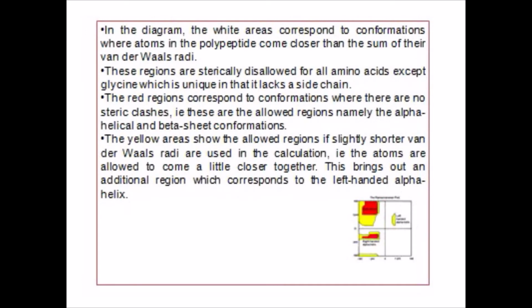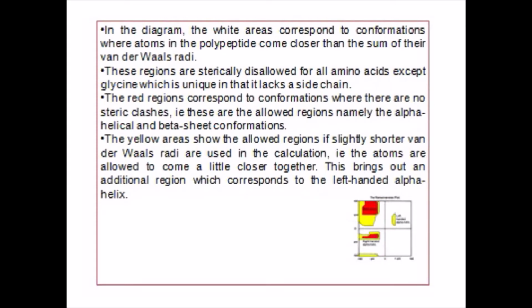In the diagram given below, the white areas correspond to conformations where atoms in the polypeptide come closer than the sum of their van der Waals radii. These regions are sterically disallowed for all amino acids except glycine, which is unique in that it lacks a side chain. The red regions correspond to conformations where there are no steric clashes, that is, these are the allowed regions, namely the alpha helical and beta sheet conformations.